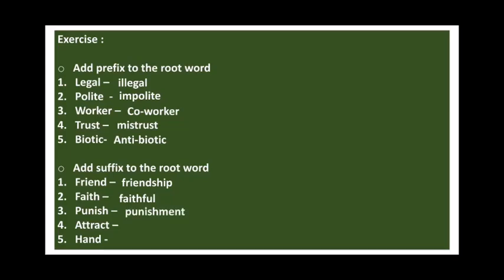Next is attract. Attract becomes attractive. IVE, attractive. Next is hand. So when we add suffix to hand, it becomes handy or handful.